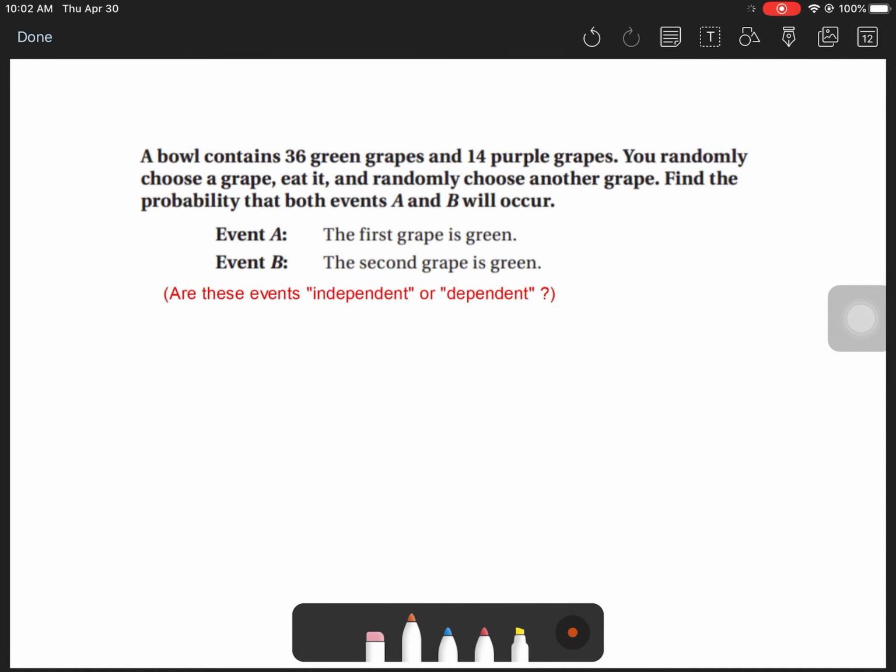Okay, on the next problem, we have a bowl of grapes. We have 36 green grapes and 14 purple grapes. You randomly choose a grape to eat and then randomly choose another grape. Find the probability that both events A and B will occur so that the first grape is green. Well, first we have to find the total amount of grapes that are in the bowl. So we're going to add the two together. So 36 plus 14 would be 50 grapes. So the probability of you picking a green grape to start with, you'd have 36 choices out of 50.